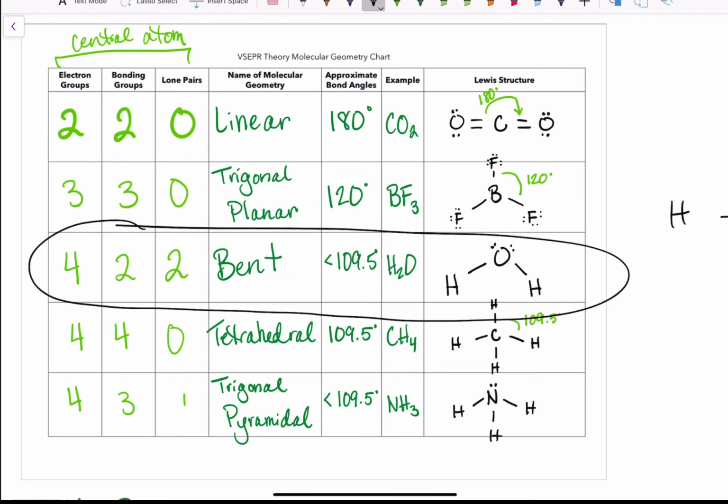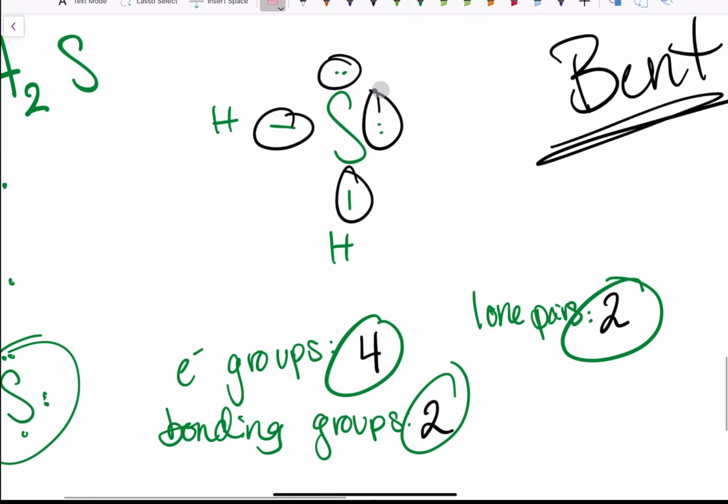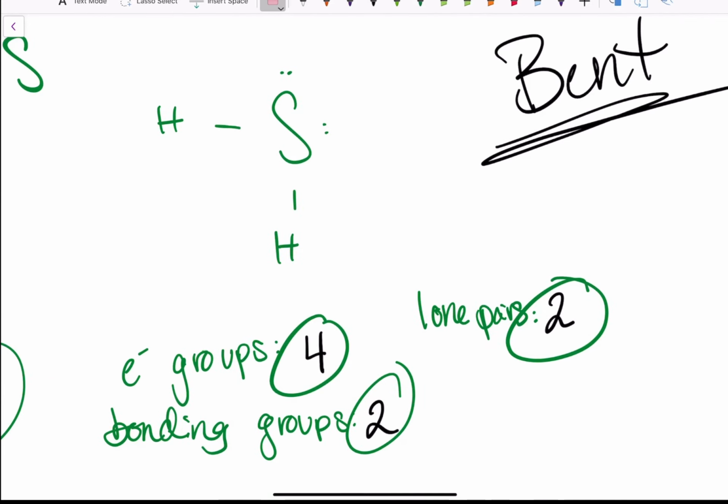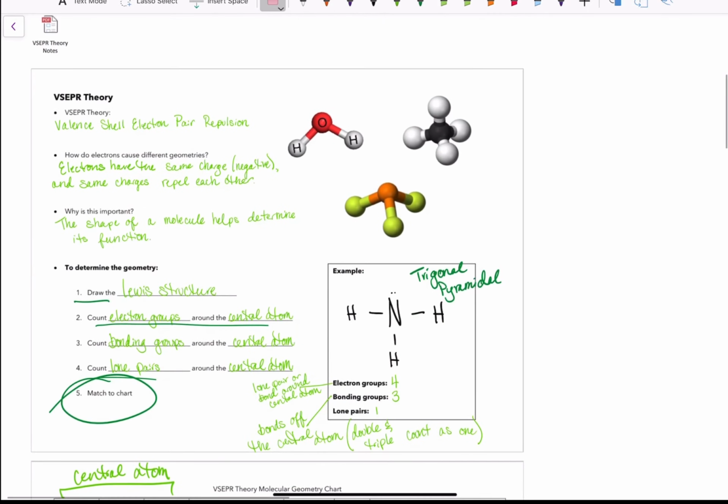That means our configuration for H2S is bent. Because we now know the type of configuration it is, the shape is bent. We also know the bond angle, and the bond angle on the chart says it is less than 109.5.